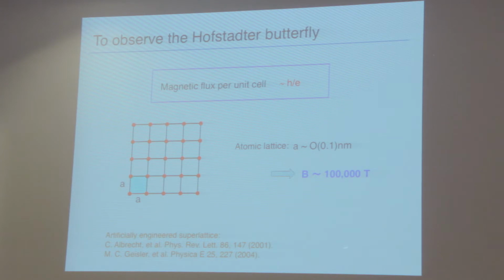So to overcome this situation, one possible way is to artificially create an engineered periodic potential, which has a much larger period than the atomic scale. As Professor Weiss already showed, it was done 20 years ago in a semiconducting heterostructure. They actually created a periodic potential whose period is about 100 nanometers, and the Hofstadter butterfly feature was actually observed for the first time.